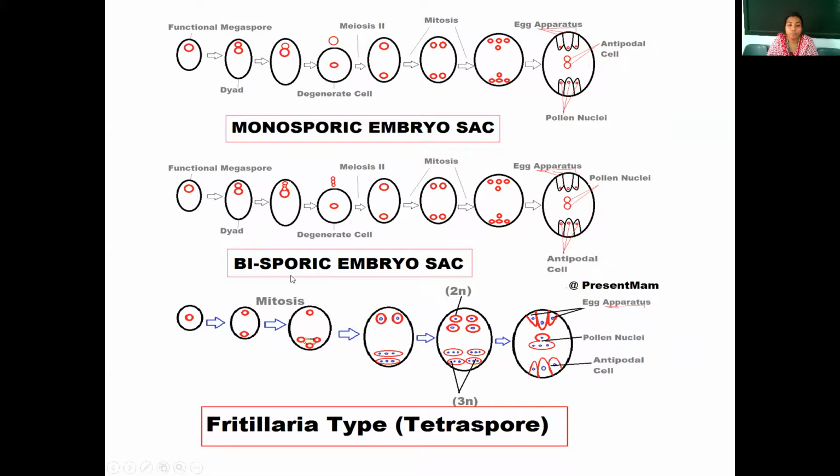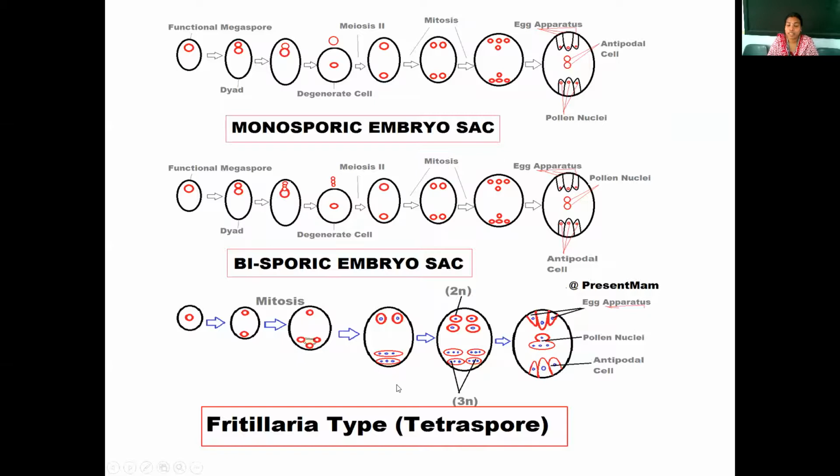The second one is bisporic. So here, 2 functional megaspores, this one, the dyad, 2 functional megaspores, at 50-50 contribute to the complete development of the embryo sac. So that's why it is bisporic, 2 functional megaspores contributing for the development of the embryo sac. This is usually seen in the Peperomia family.